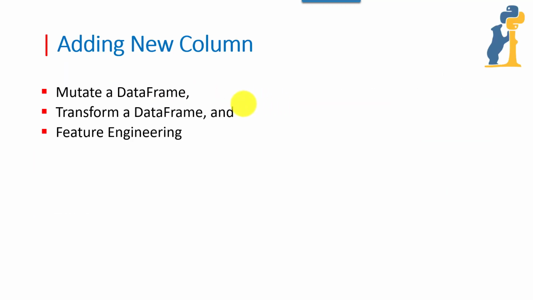When you first receive your data frame, the contents are not exactly what you want. If your dataset doesn't have the exact column you need, you can often make your own from what you have. You can create from scratch or derive from another column. This is called mutating a data frame or transforming a data frame, and feature engineering.